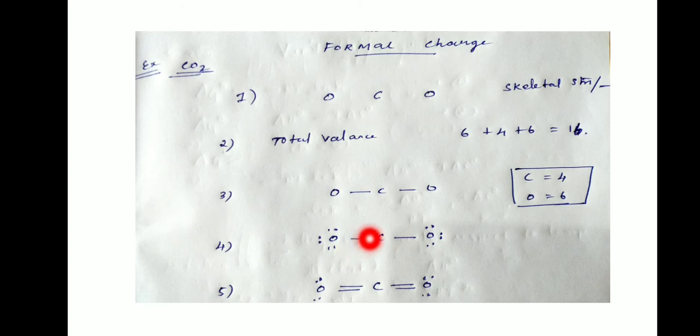Fourth point, distribute the remaining 12 electrons. Total 16 minus 4 bonding electrons leaves 12. Distribute the remaining 12 electrons as lone pairs starting from the most electronegative atom, oxygen. Six lone pairs are distributed to the 2 terminal oxygens to satisfy their octet. Fifth point, verify whether all atoms have an octet. In the above distribution, the central carbon has only 2 pairs, short of an octet. To satisfy the octet rule, one lone pair from each oxygen can be moved to form multiple bonds, leading to 2 possible structures for carbon dioxide.